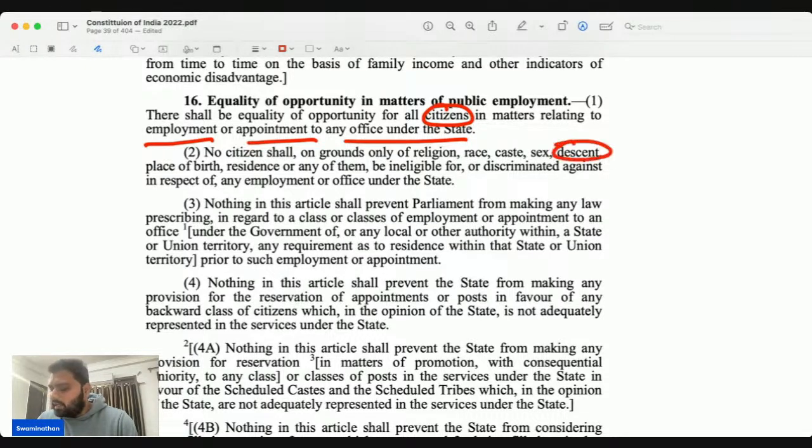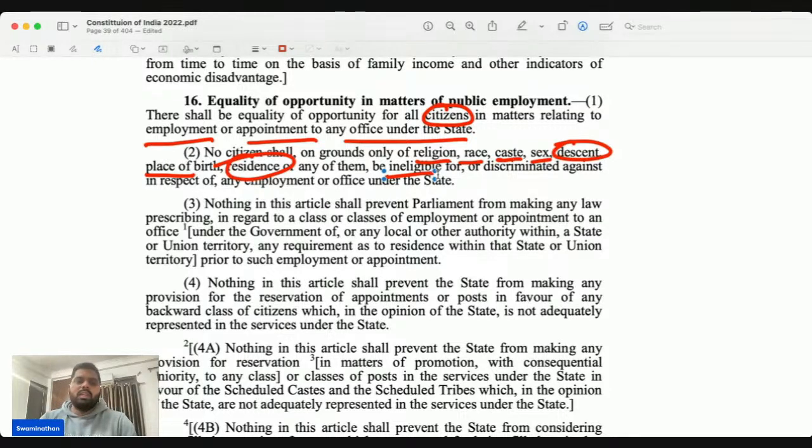One will be descent and place of residence. So no citizen shall be discriminated only on the grounds of religion, race, caste, sex, descent, place of birth, or any of them. On that ground, they shall not be declared ineligible or discriminated in respect of any employment under the office of the state, right?